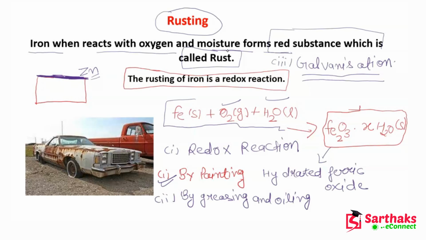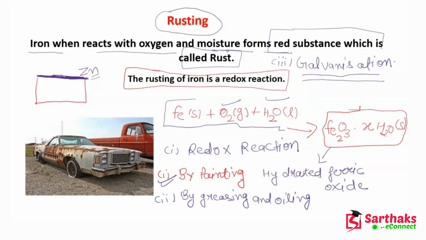Now, we have seen rusting. And what is rusting? Rusting is nothing but the formation of a red substance, and that is rust. And why is this rust formed? Because of the reaction between iron, oxygen and moisture. Now guys, this is the rusting reaction and this is a redox reaction, and we have also seen that this rusting makes the iron weaker, so that's why we have to prevent our iron from rusting.